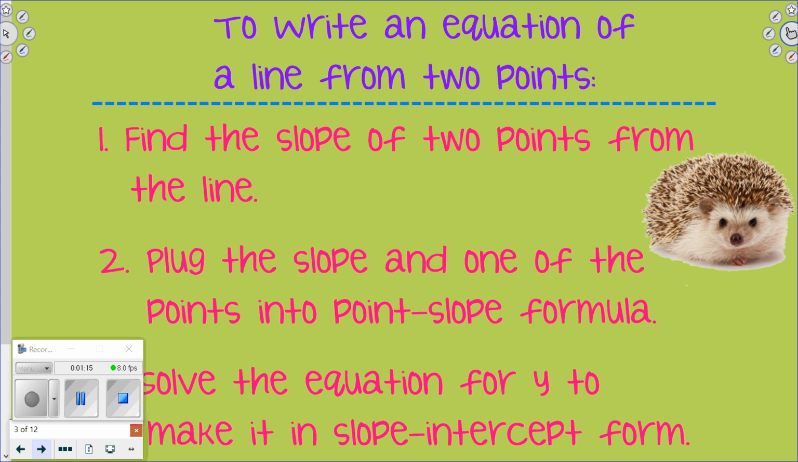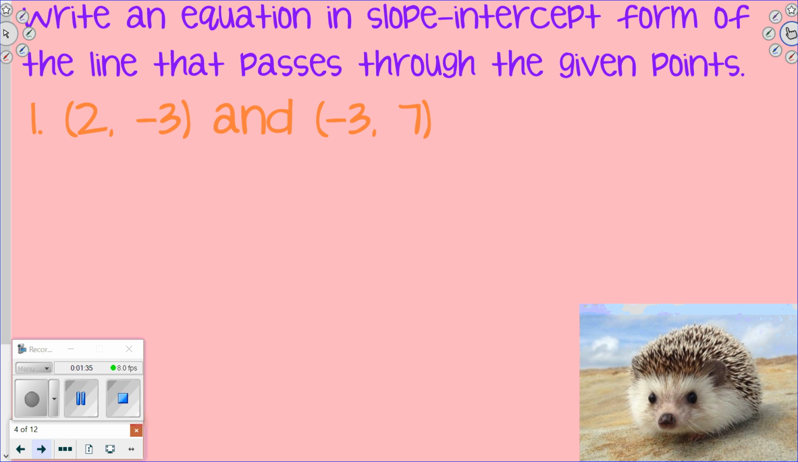All right, so to write an equation of a line from 2 points. On Friday, we had a point and a slope we plugged in. Today, we're going to have 2 points. So first, you're going to find the slope. If I have 2 points, I have a slope formula. I can use those together. I can find the slope. Then you're going to plug that slope and one of your points in, and then it's just like what we did on Friday. And we'll solve that for y.